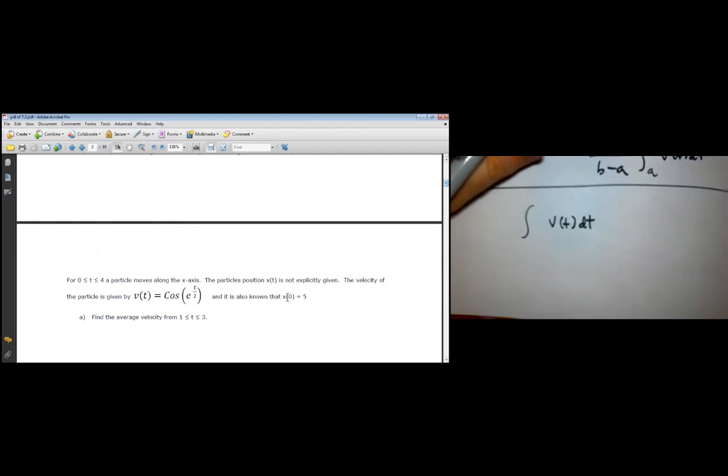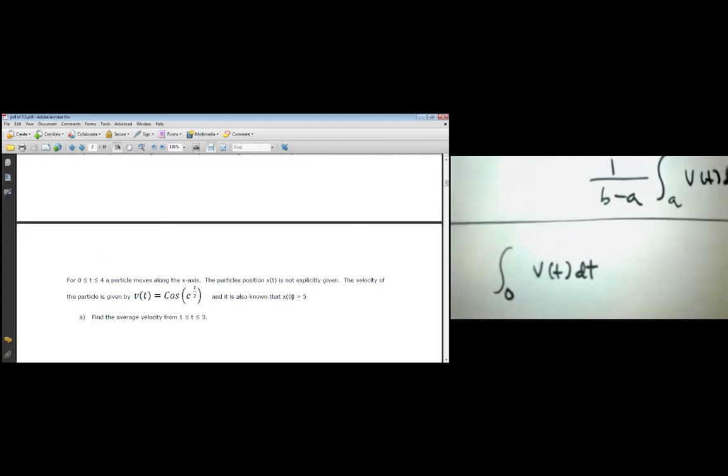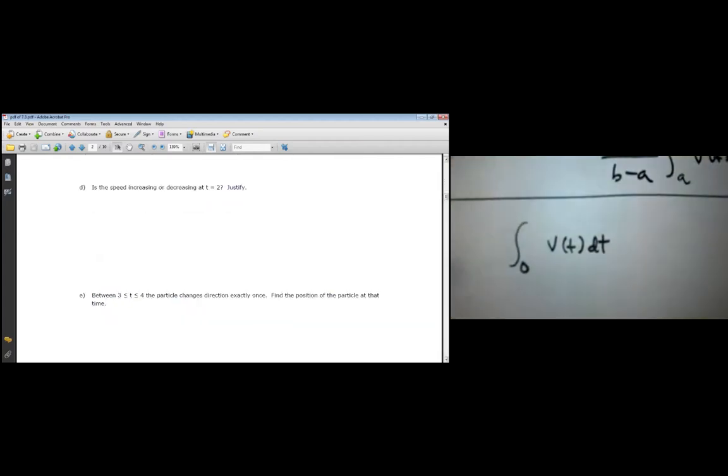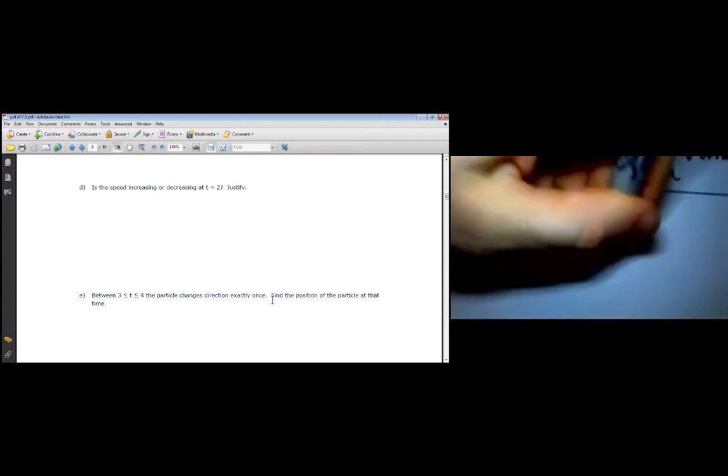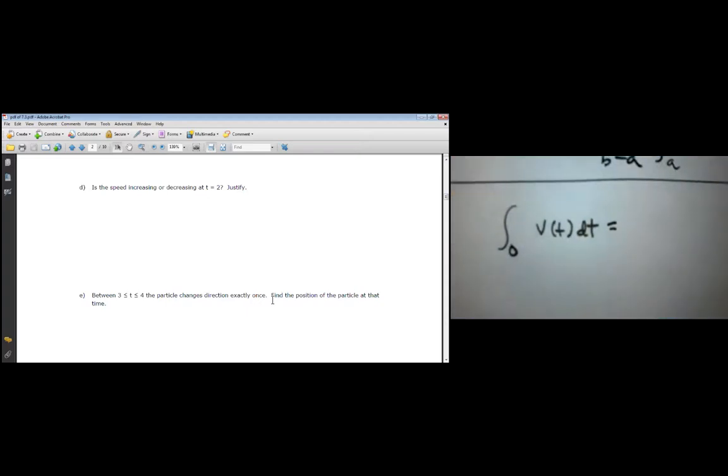From a time that I want and a time that I know. The one that I know is 0, so one of my bounds is 0. My other bound is going to be the spot where it changes directions. The particle changes directions once. Find the position at that time. So you're going to find that time and then use FTC and go through and do all this. You've got about 3-4 minutes and we'll go over it. Ready, go.